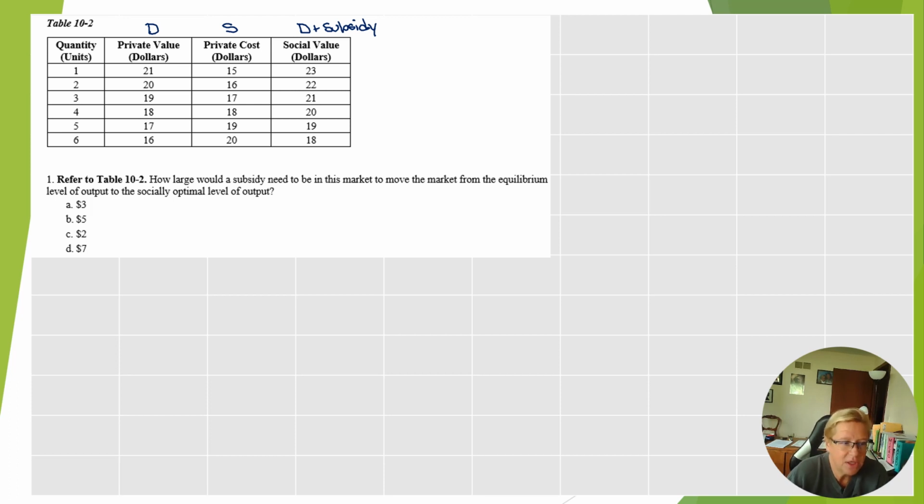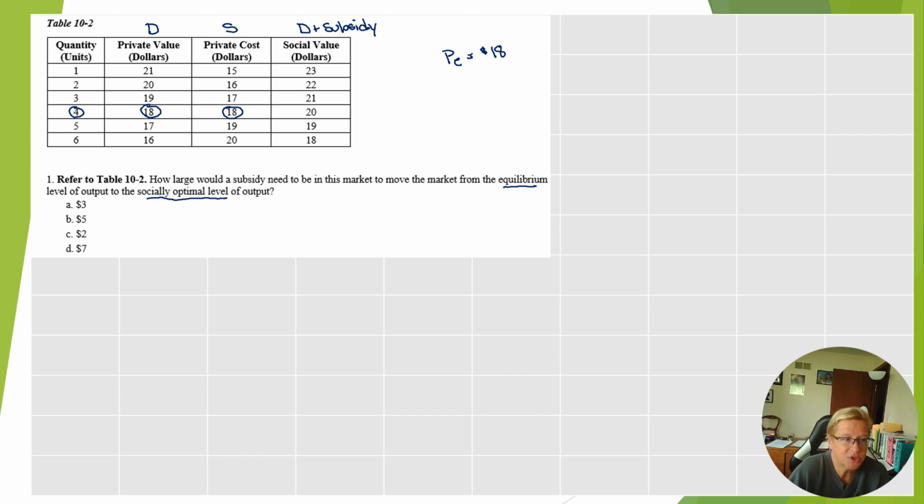So the question asks, how large would a subsidy need to be in this market to move from the equilibrium level of output to the socially optimum level of output? The first thing we want to do is take a look at where equilibrium is in the market. We can see that we have a demand and supply that are the same here. So the quantity of equilibrium would be 4 units, and the equilibrium price is going to be 18, or $18.